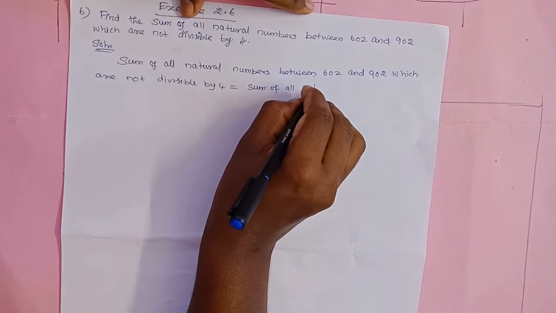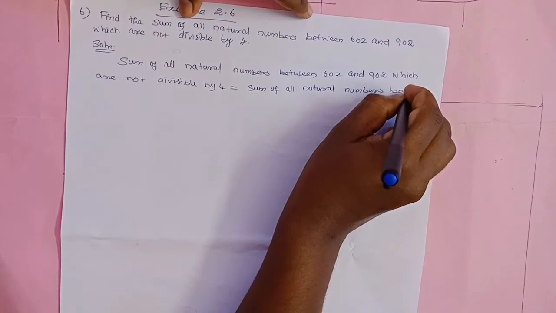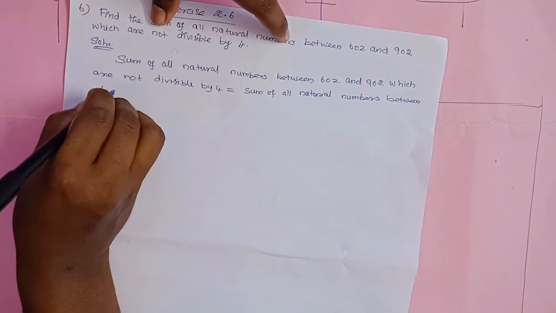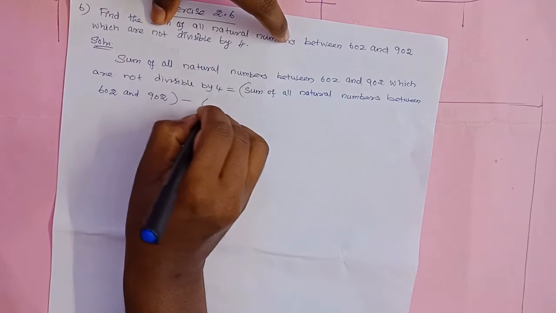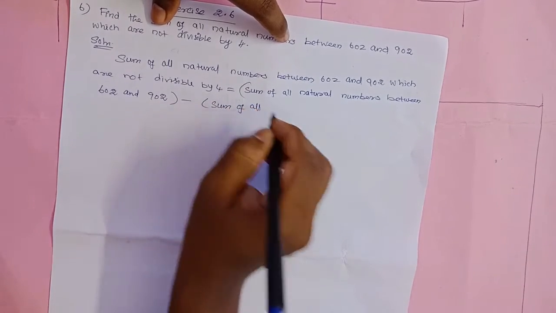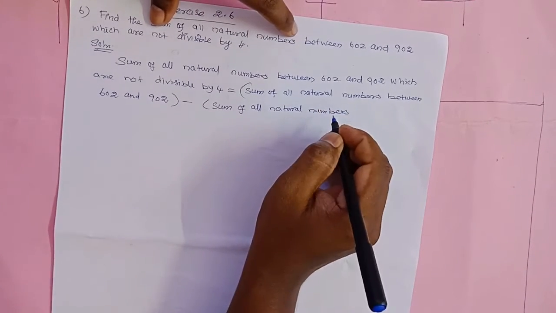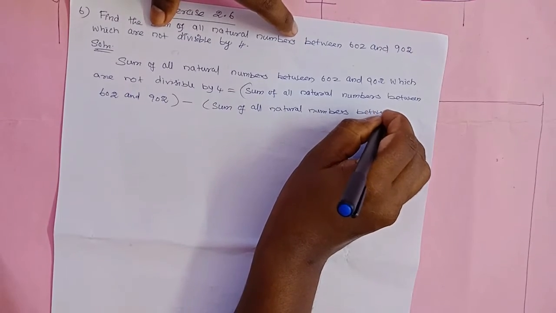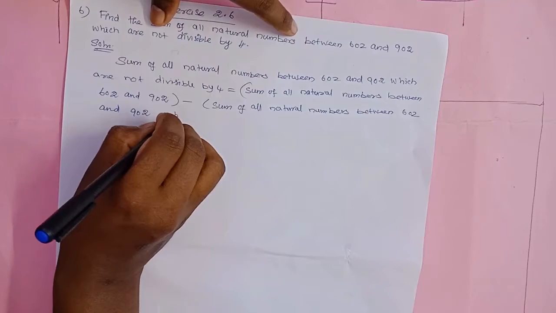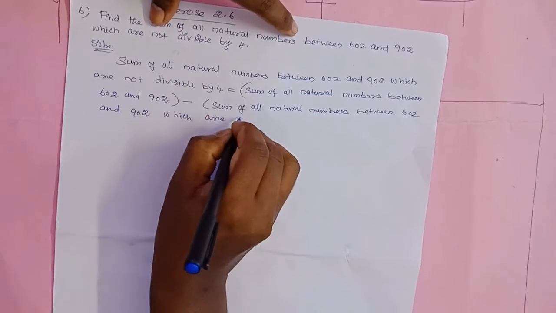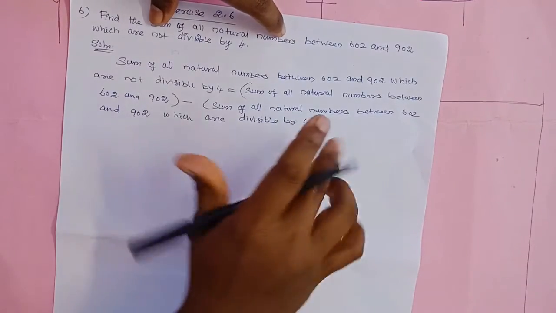that is the sum of all natural numbers between 602 and 902, minus the sum of all numbers between 602 and 902 which are divisible by 4. This is a formula, this is the logic we are going to use.